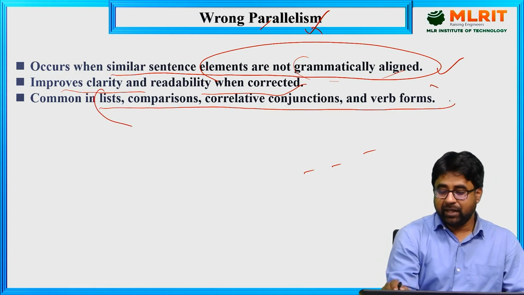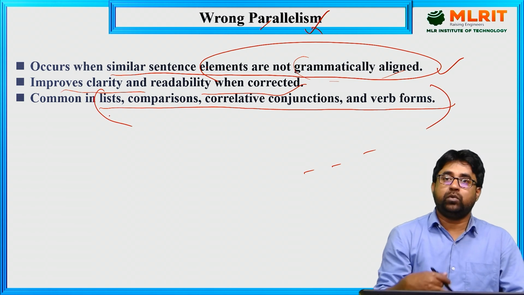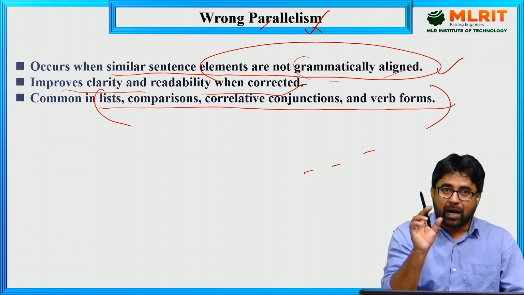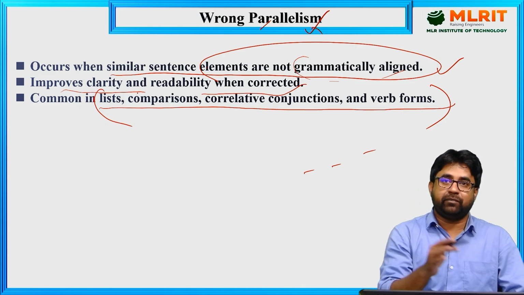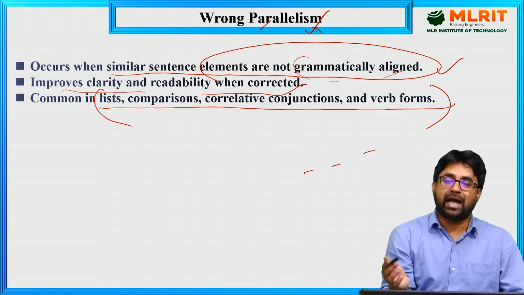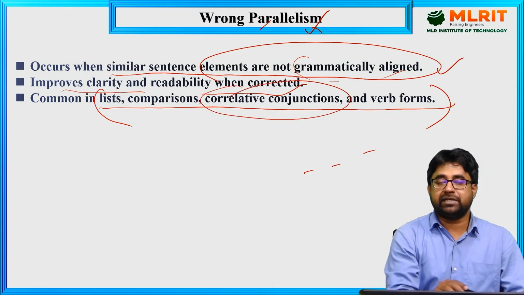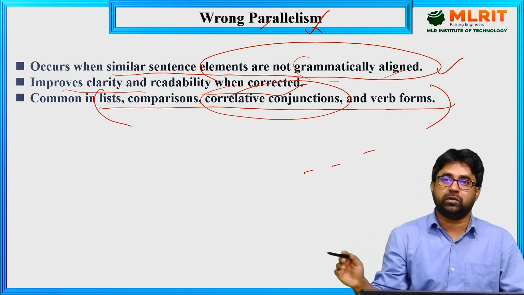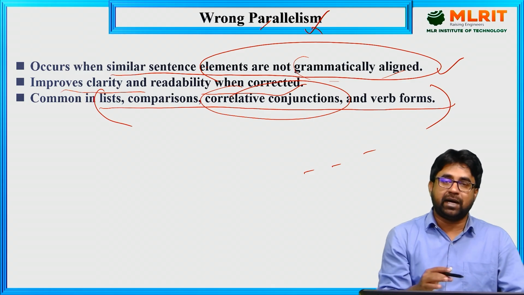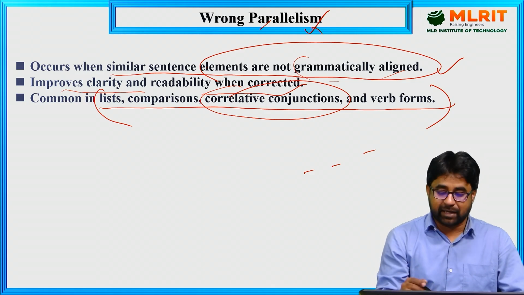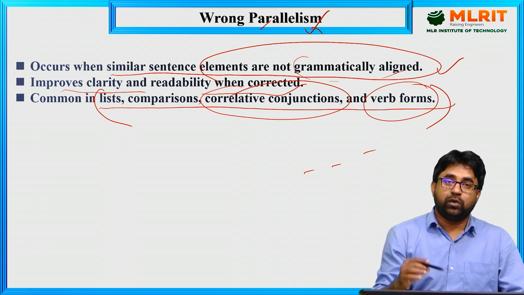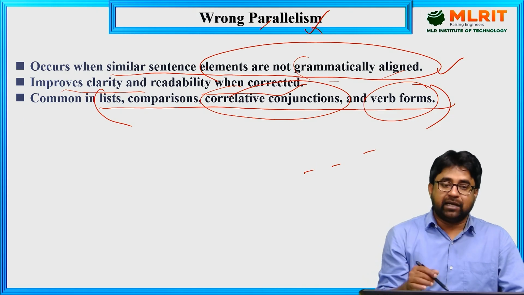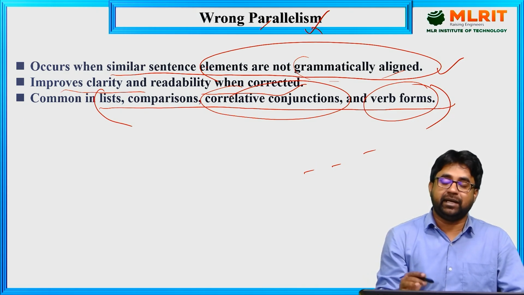Now, normally these are the areas. When we include a list of certain things in a sentence, the content of that list might not match grammatically. If we are making a comparison between two different things, one part might not have a similar grammatical structure when compared with the other part. Then correlative conjunction: when we use correlative conjunctions, not only but also, sometimes we don't maintain a similar grammatical structure in these two sentence parts. And when we are using multiple verbs, sometimes unknowingly we add a verb in between that might not be similar in structure to the other verbs.